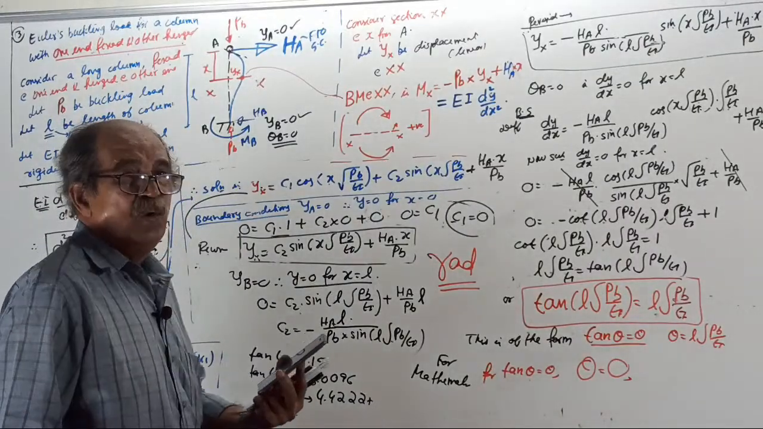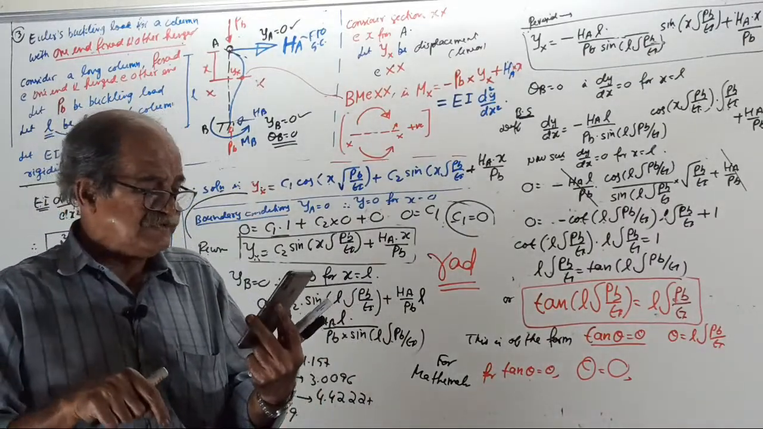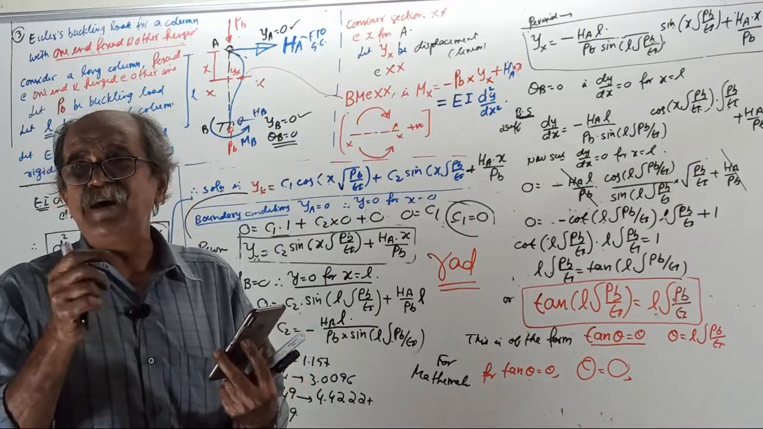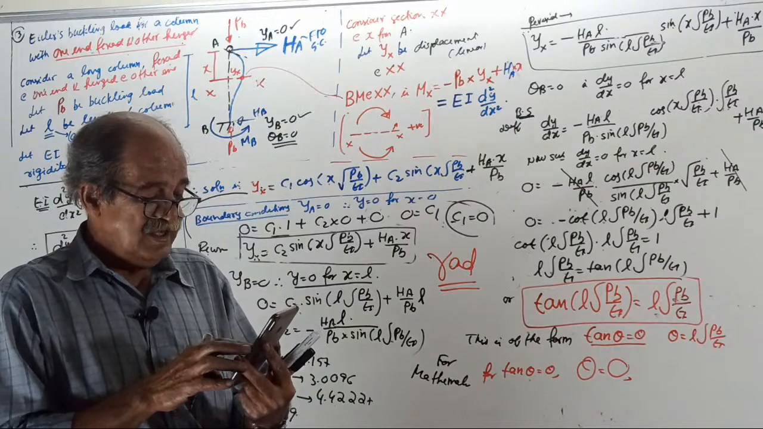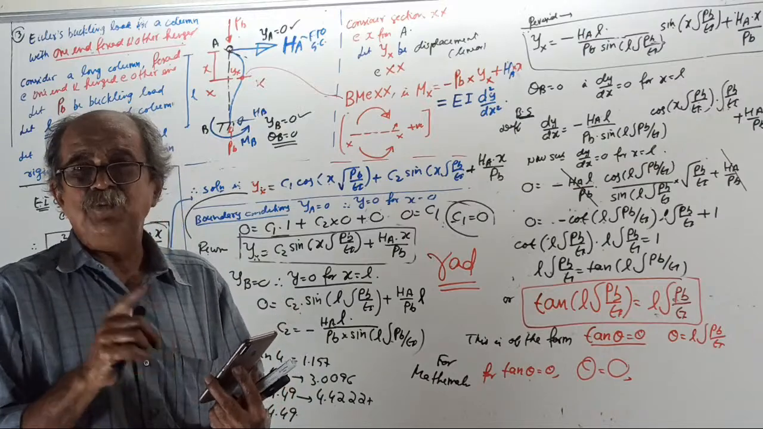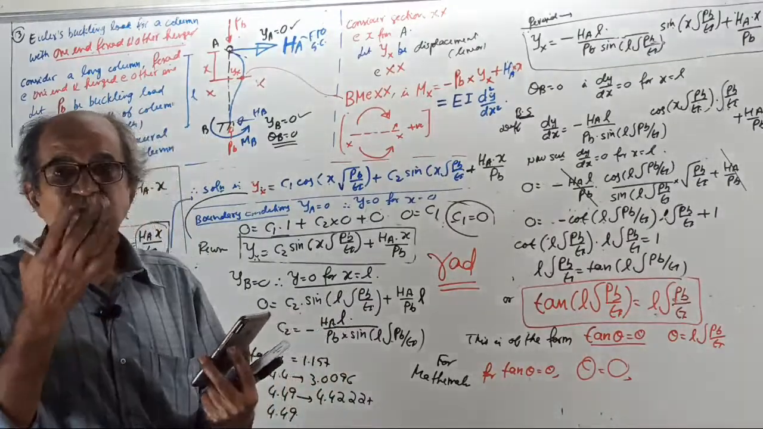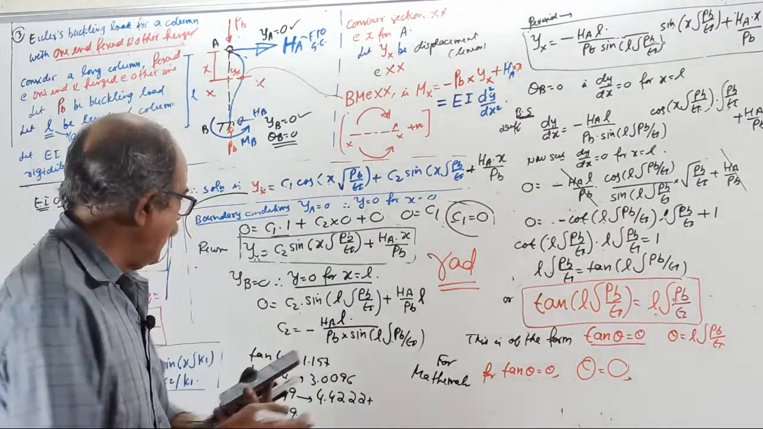4.49. One particular number will give the same answer. Tell the number. Those who are in the BSK batch should tell the number. Tan of what number will once again give the same number? This much difficulty. 4.49.